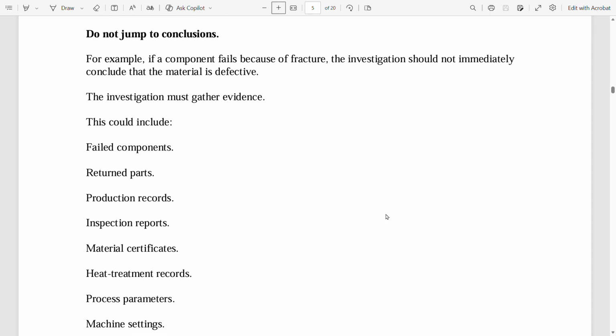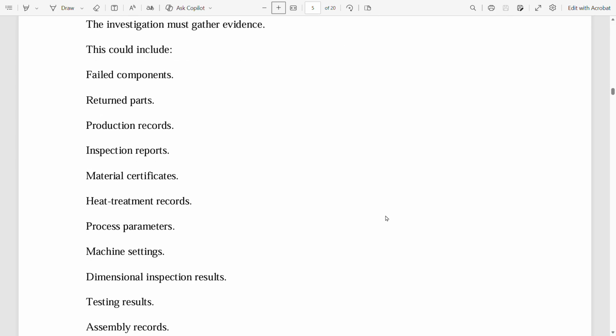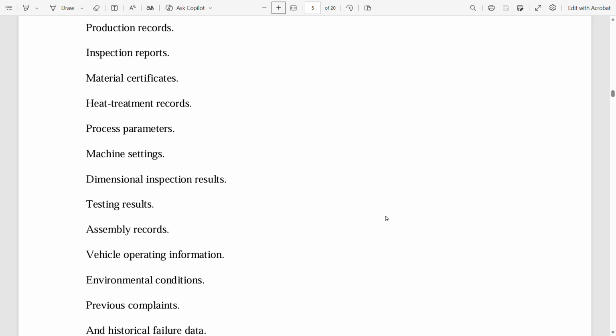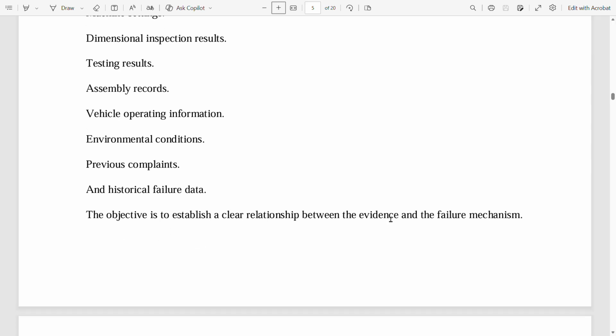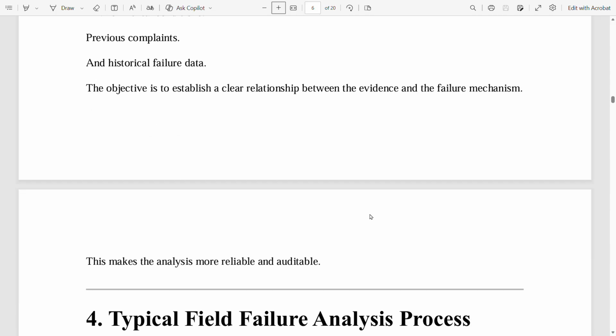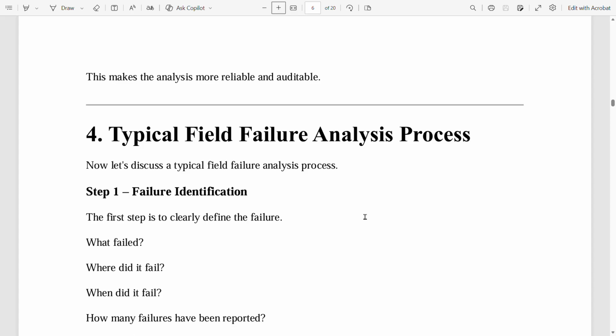This could include failed components, return parts, production records, inspection reports, material certificates, heat treatment records, process parameters, machine settings, dimensional inspection results, testing results, assembly records, vehicle operating information, environmental conditions, previous complaints, and historical failure data. The objective is to establish a clear relationship between the evidence and the failure mechanism. This makes the analysis more reliable and auditable.